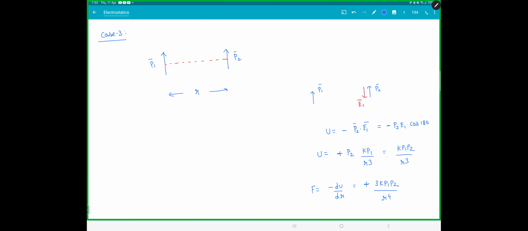This is another way to do this. You find the potential energy using p dot e and then differentiate it, you will get it. So these are the three cases. So do remember the results.